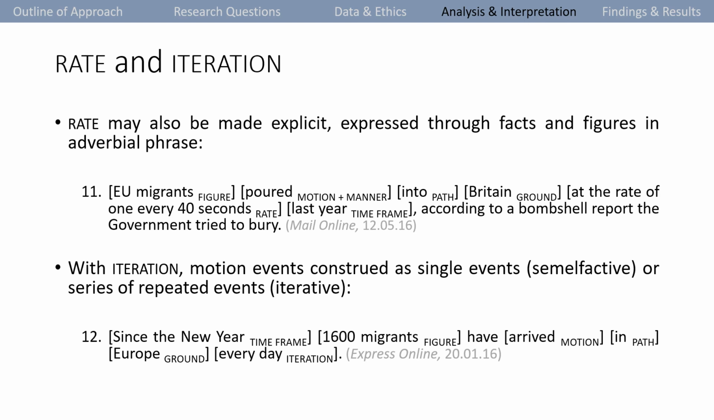Typically, such statistics present the rate of motion in a way that makes it easier to imagine and thus as more alarming. Closely linked to rate of motion is iteration. Motion events can be construed as single events or a series of events defined at given temporal intervals. Again, such intervals are typically shorter rather than longer, days, weeks, months, or years rather than decades, centuries, or millennia, making the scenario at the same time more tangible and more startling. At the surface level, iteration is typically expressed by an adverbial phrase.